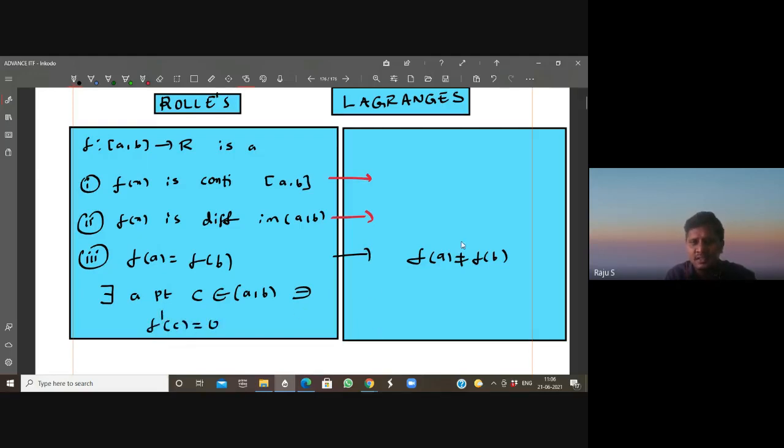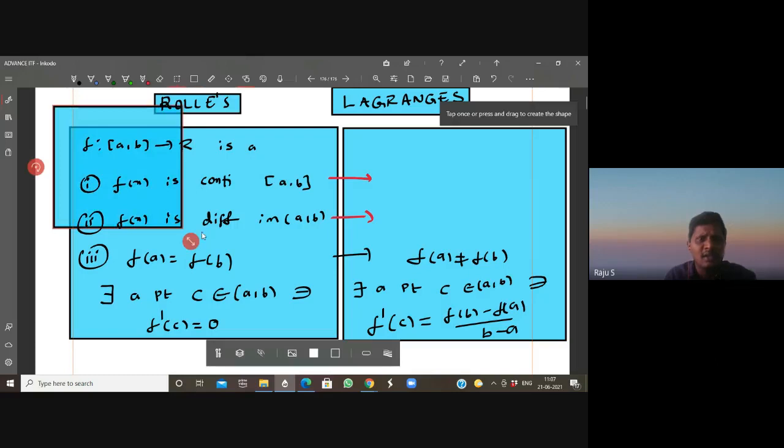For Lagrange's, it is the same: there exists a point small c which belongs to the open interval a comma b such that f dash of c is equal to f of b minus f of a by b minus a. Is it clear? Only f dash of c will change, along with the third point. Why is f dash of c 0 in Rolle's? When we substitute in Lagrange's, Rolle's and Lagrange's will be the same.